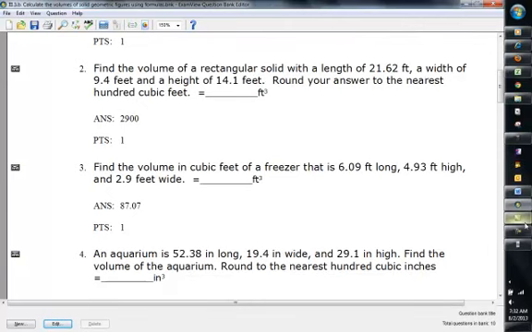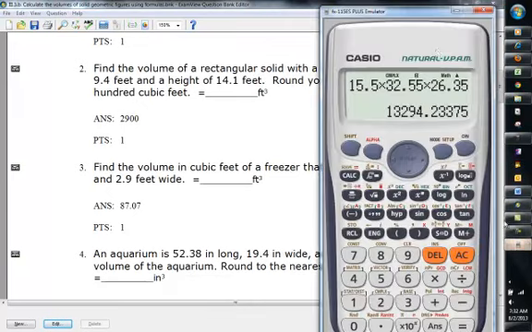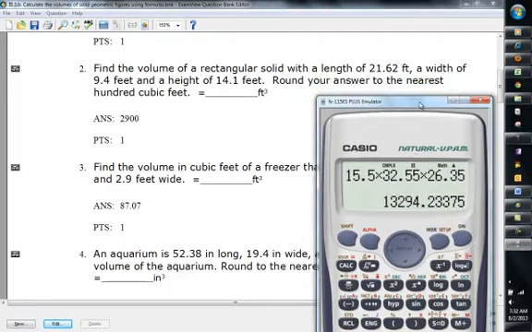Another rectangular solid. So we would take 21.62 times 9.4 times 14.1, and we get 2865, round to the nearest 100 cubic feet, so that'd be 2,900.